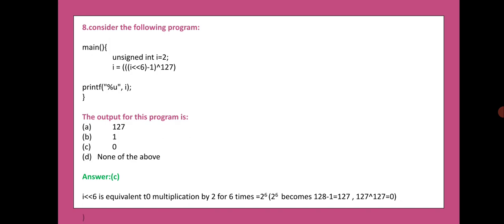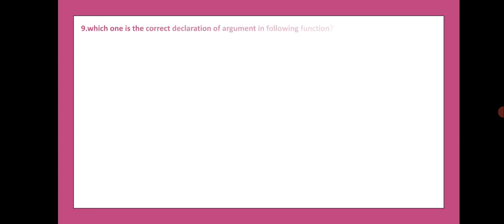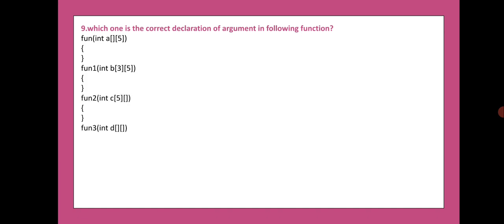Let's move on to the next question. Which one is the correct declaration of the argument in the following function? I have fun, fun1, fun2, fun3. So which one of these are correct declarations? Is it A, B, all of A, B, C, D are correct, or only A, B is correct, only C, D is correct, or D, none of the above?